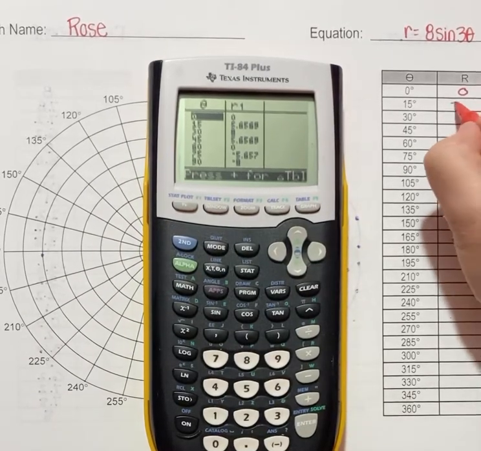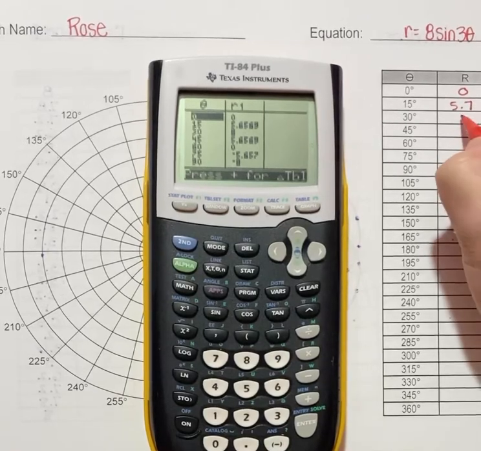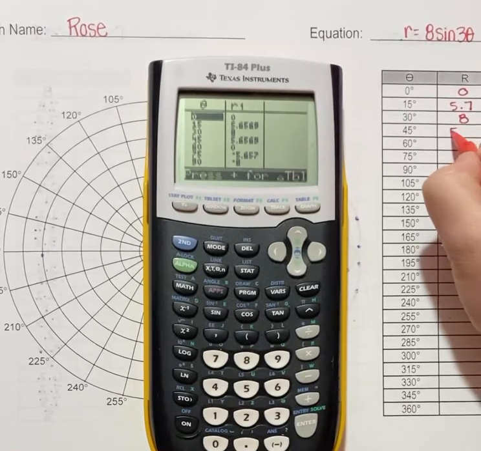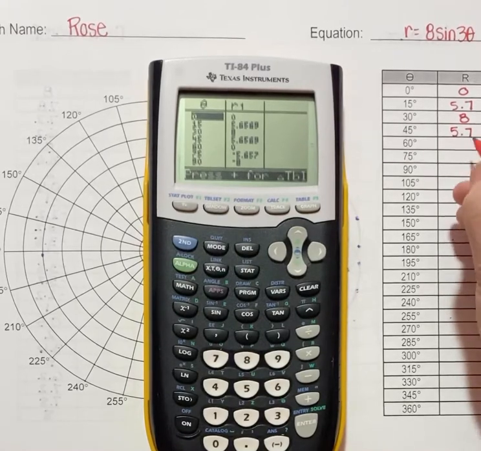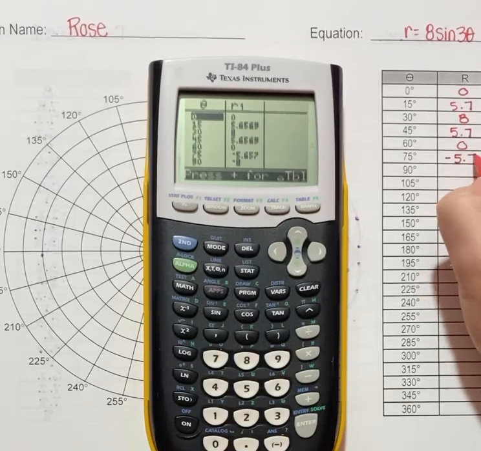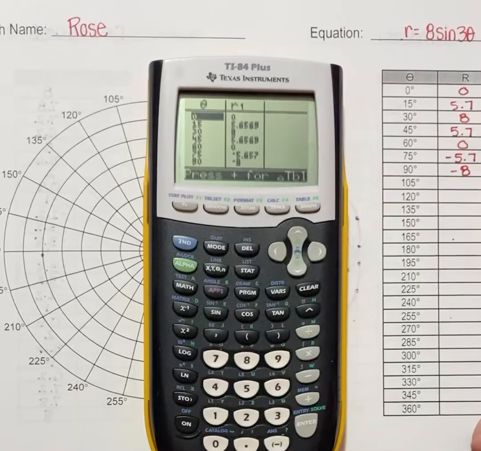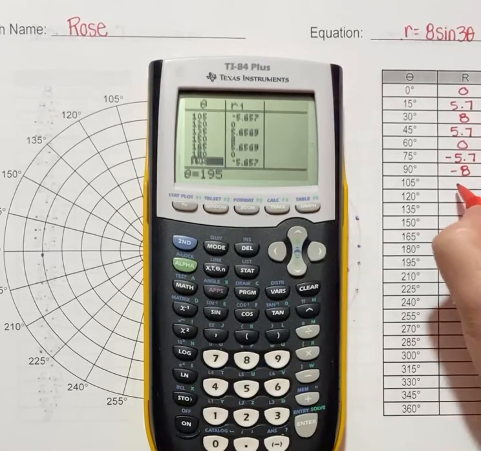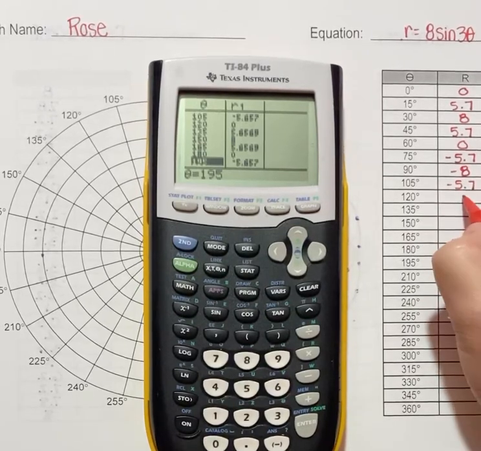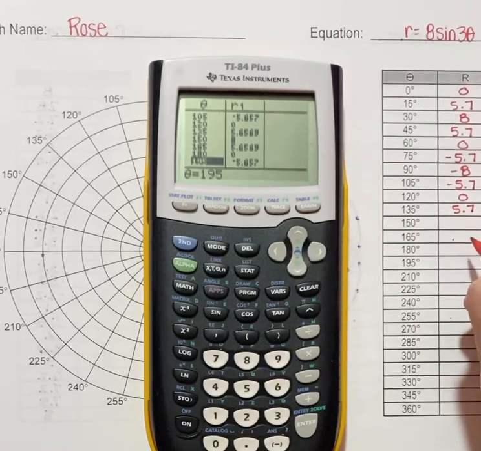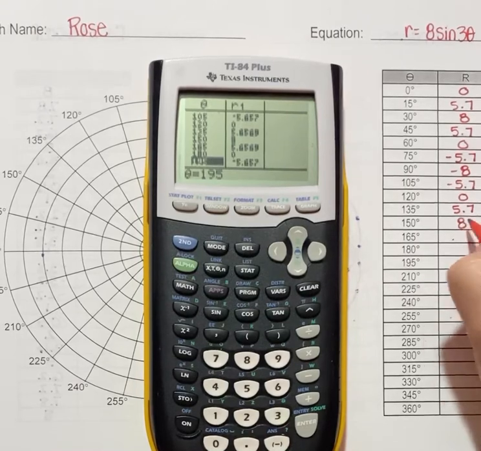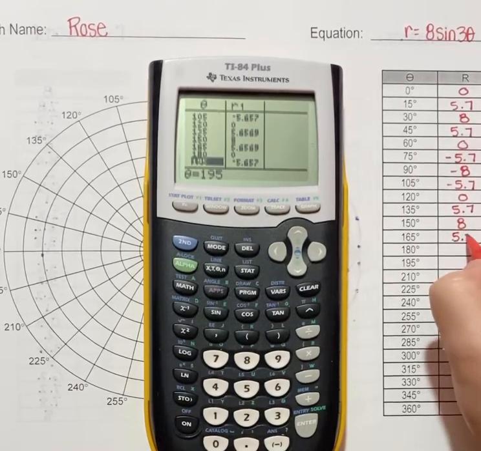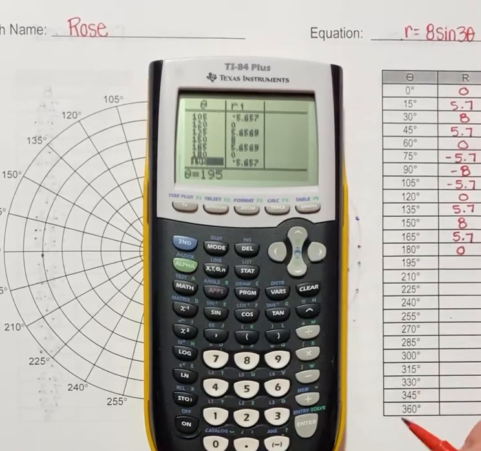At 15, we've got 5.7. At 30, we're at 8. At 45, we've got 5.7. At 60, we're back to 0. So you see some symmetry going on here. At 75, now we're in the negatives, negative 5.7. At 90, we're at negative 8. So I'm going to scroll up to my next number, which is 105. At 105, I've got negative 5.7. At 120, we've got 0. At 135, we've got positive 5.7. At 150, we've got 8. At 165, we've got positive 5.7. And at 180, we're back to 0.